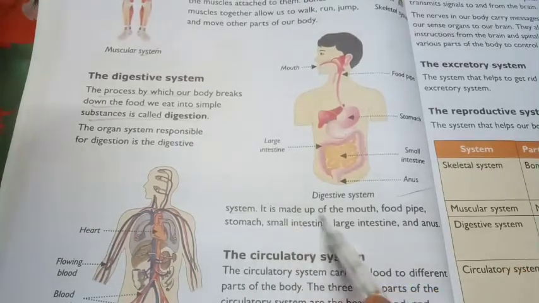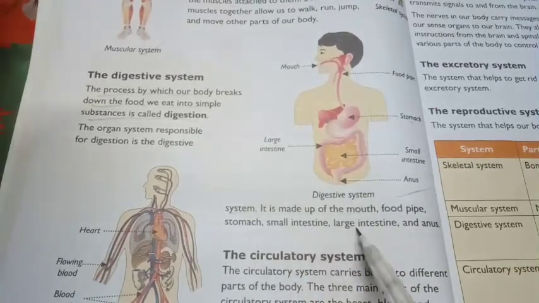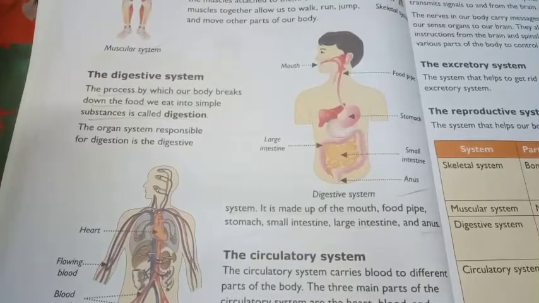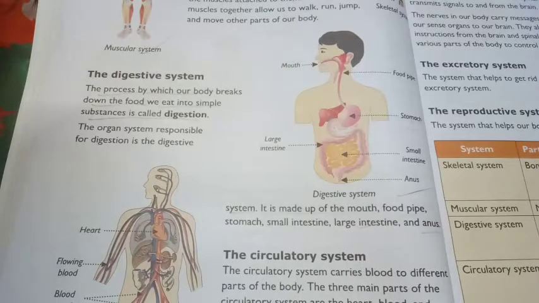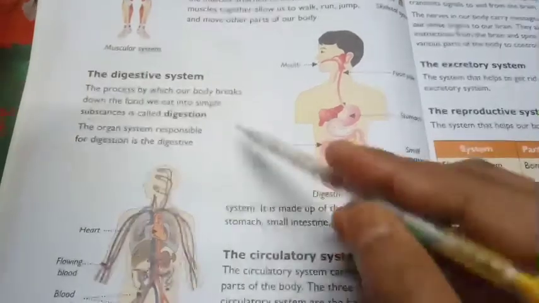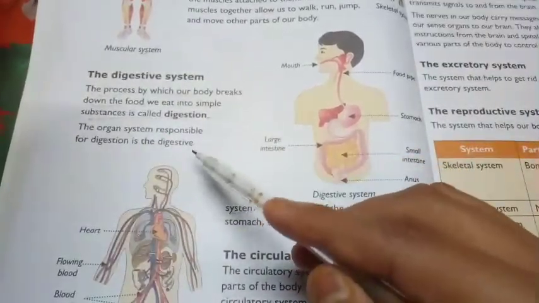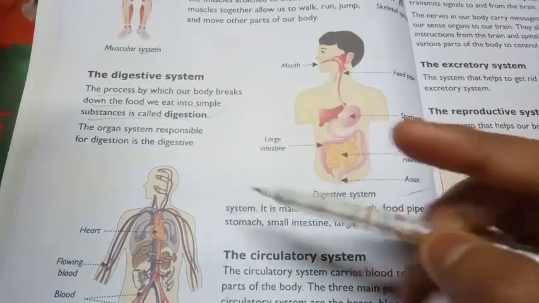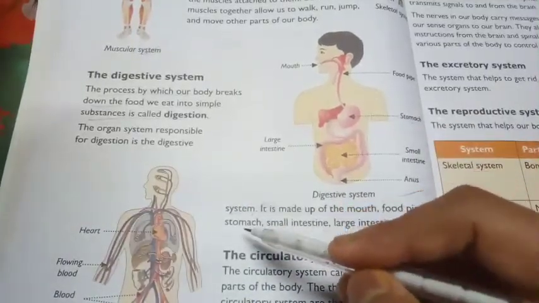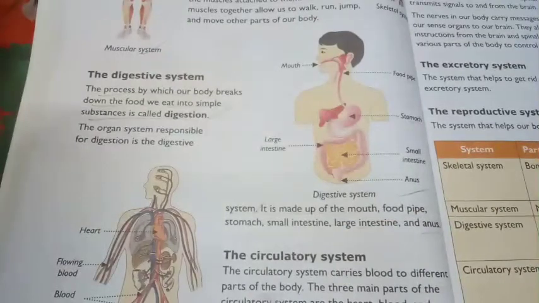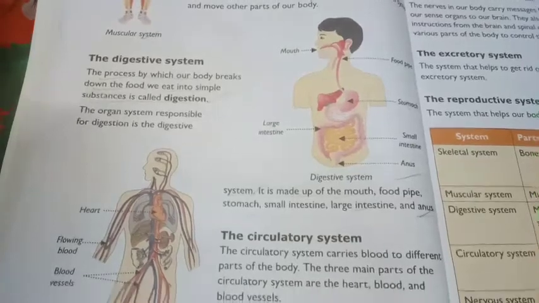Next, it is made up of mouth, food pipe, stomach, small intestine, large intestine and anus, as I have discussed in that picture. So in this digestive system, three things you have to learn. The first one is the definition of digestion, or what do you mean by digestion. What is the digestive system? Next, the organs responsible or playing an important role in the process of digestion. So keep these three things in your mind.